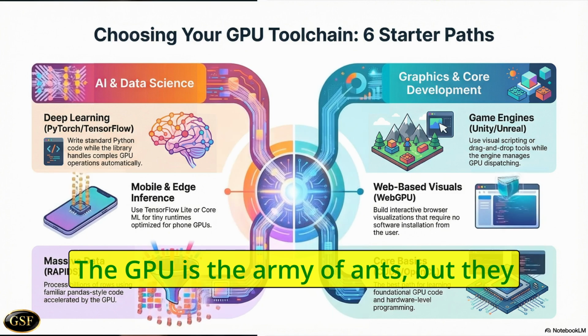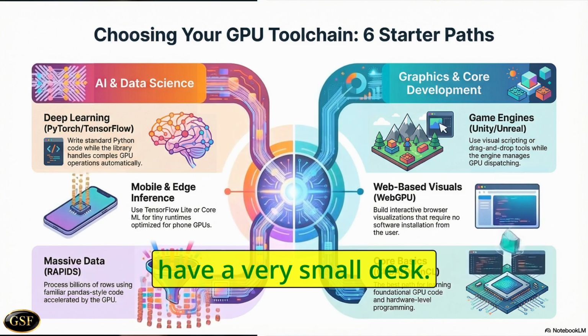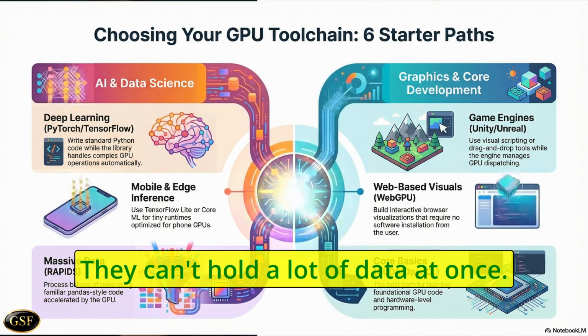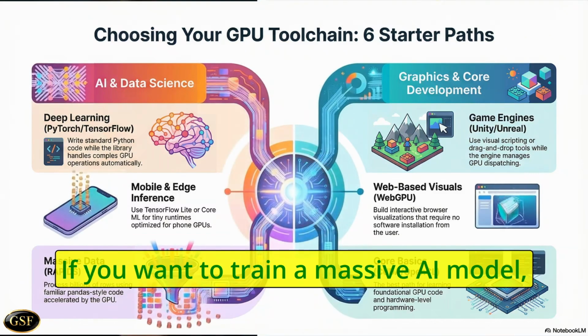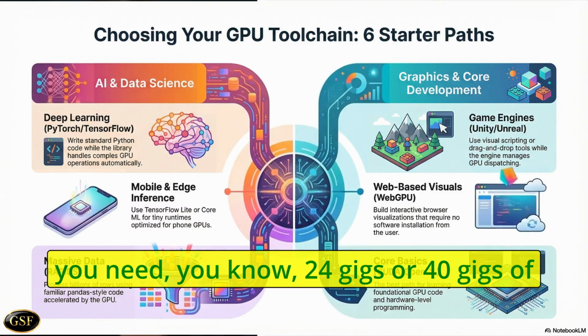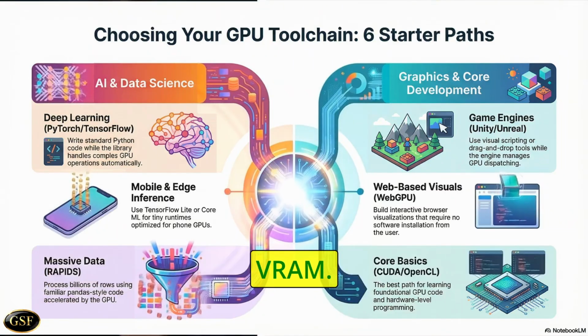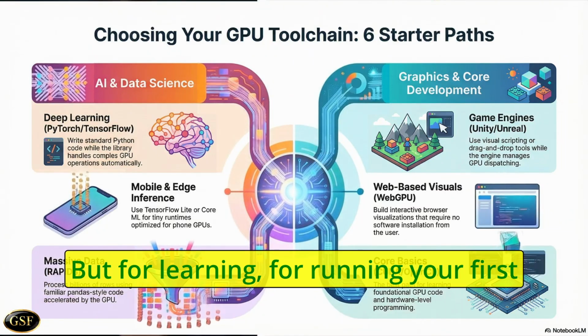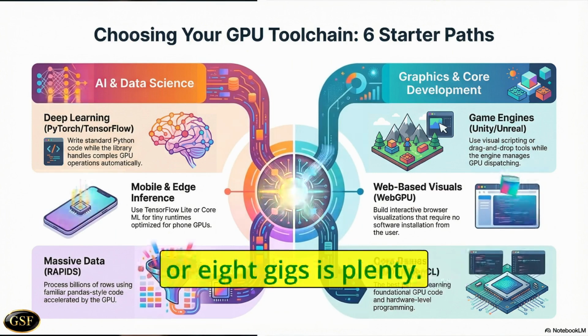The GPU is the army of ants, but they have a very small desk. They can't hold a lot of data at once. If you want to train a massive AI model, you need 24 gigs or 40 gigs of VRAM. But for learning, for running your first few neural nets, 6 or 8 gigs is plenty.